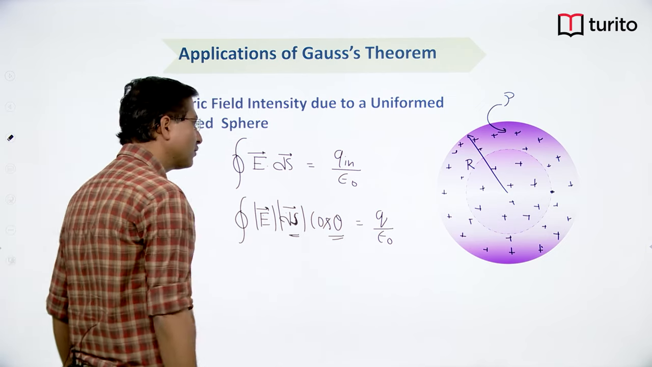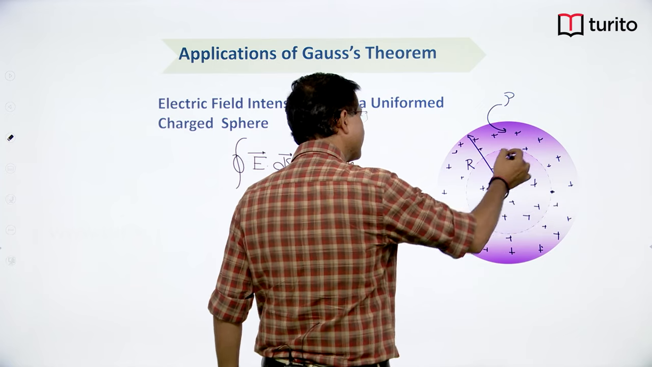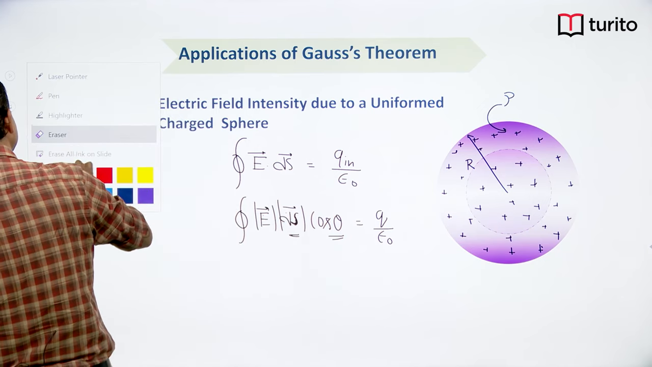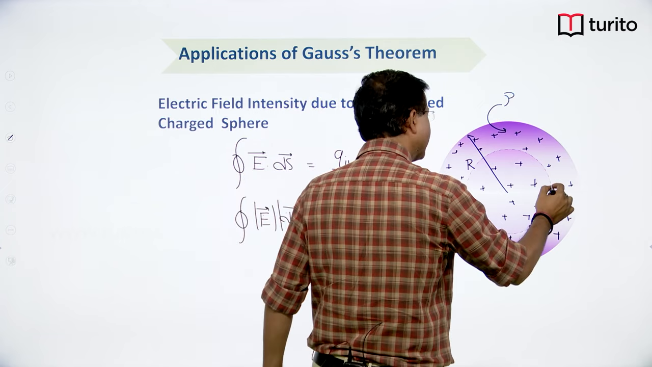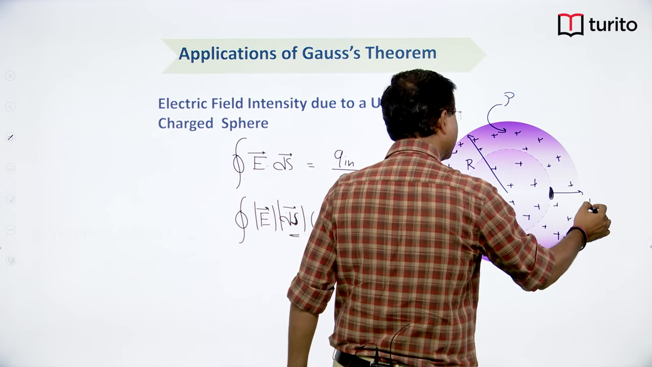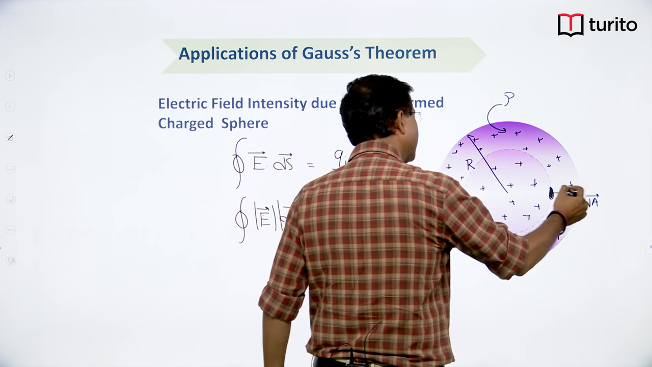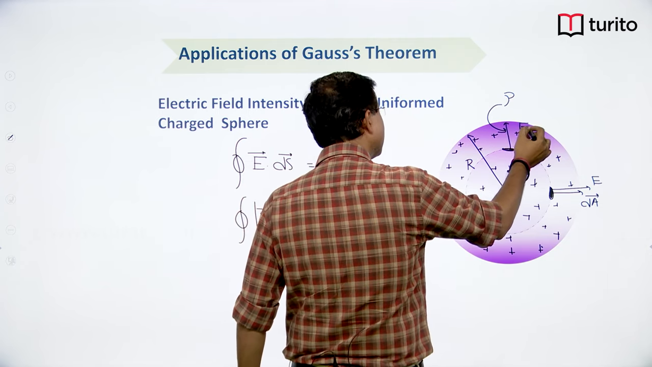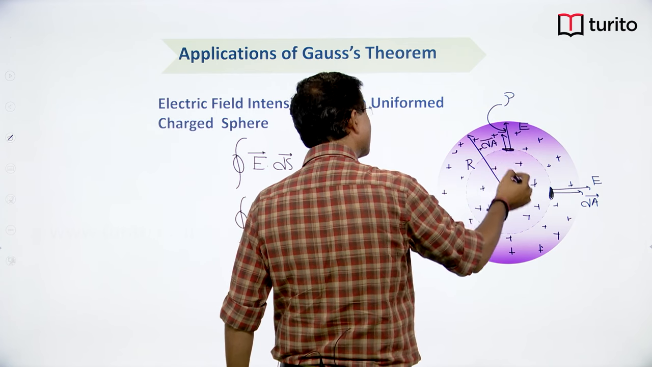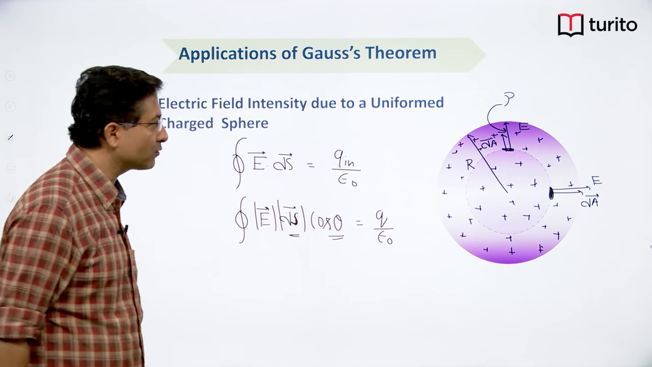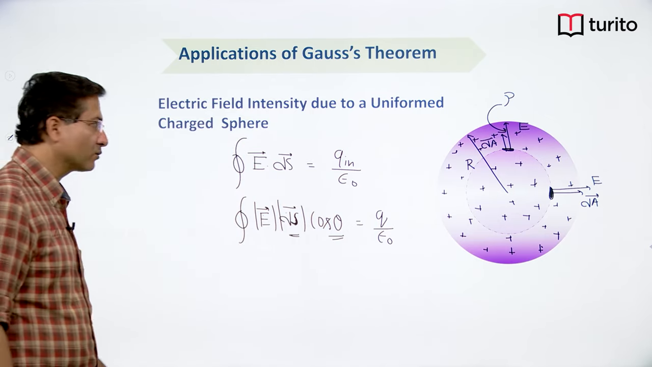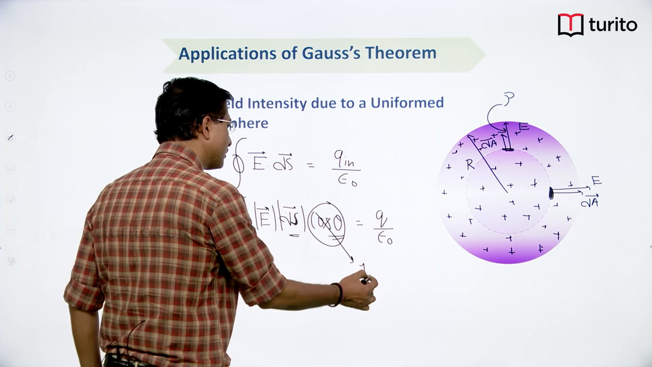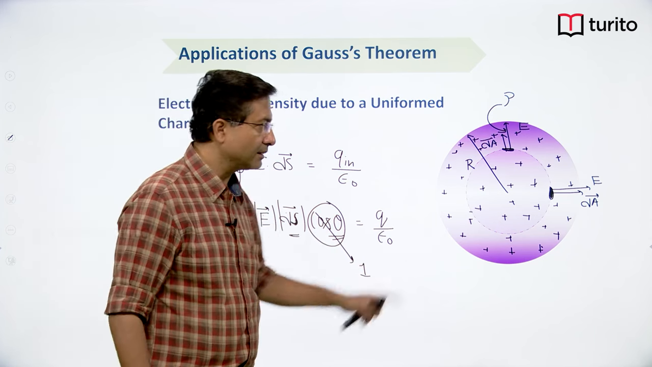So in this case, if I want to find out field here and I consider the Gaussian surface this way, then you can see here, if I take an element over the Gaussian surface, this is dA, and electric field here radially outward will be like this. Similarly, if you take an element somewhere here, this is E and this is dA. So everywhere on the Gaussian surface, field will be radially outward and area vector is also radially outward. The angle between these two is 0, so this cos 0 will become 1. So this quantity is 1 for this Gaussian surface, right.